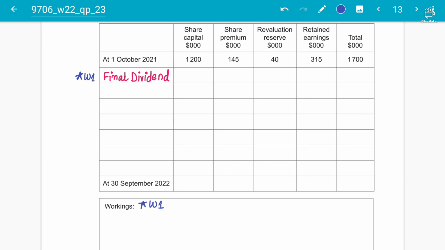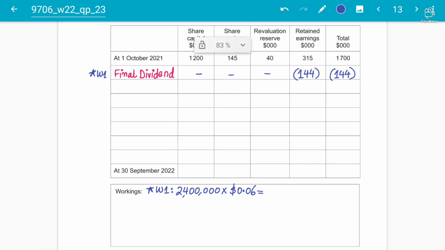So working number 1 will be at the start of the year, so number of shares into the dividend that is paid, sir, that is 0.06, okay? I'm going slow so that students will understand what to do. So the answer is 144. You will subtract 144,000 from the retained earnings. You will have to subtract from the total as well. So nothing in share capital, share premium, and revaluation reserve. Hope students got this, that 144,000 is the final dividend paid at 31st December 2021, okay? So 144,000 is the amount of the dividend.